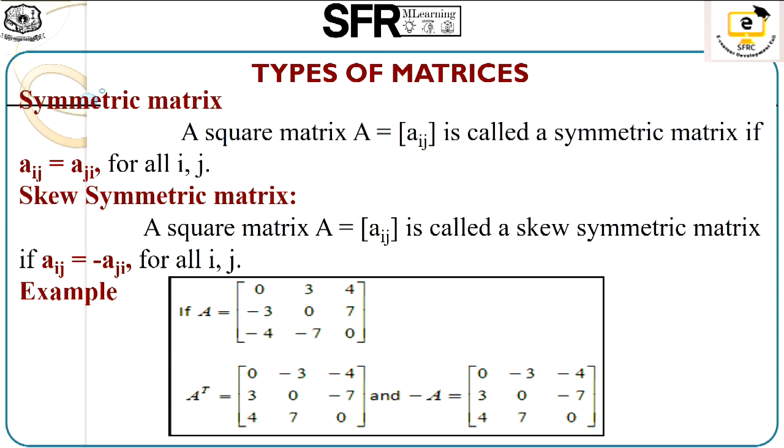The second example is for skew symmetric matrix, A equal to minus A transpose. So here we multiply the matrix A by minus. We get 0, minus 3, minus 4, 3, 0, minus 7, 4, 7, 0. You have to check it. A equal to A transpose is the symmetric matrix. A equal to minus A transpose is the skew symmetric matrix.